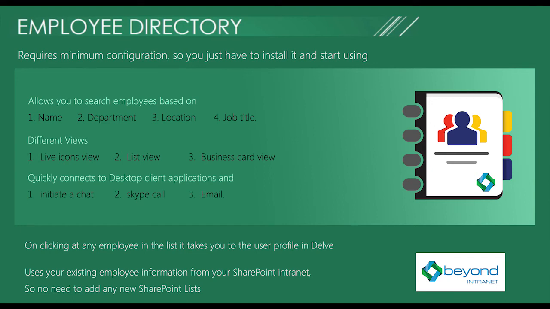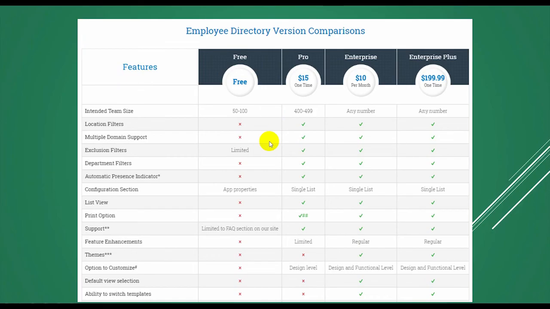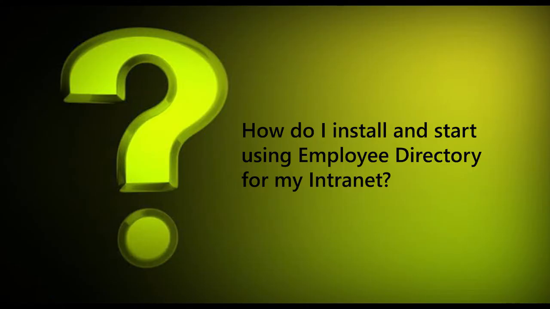Let's have a look at the versions available for employee directory add-in. Our employee directory is available in 4 variants depending on features available. The enterprise versions come with all the features. Here we will be showing the Enterprise Plus version for our demo. But to start using, how do I get this add-in installed on my intranet?